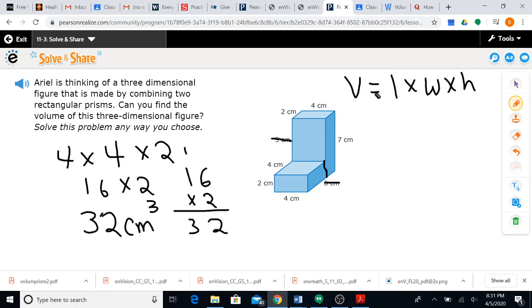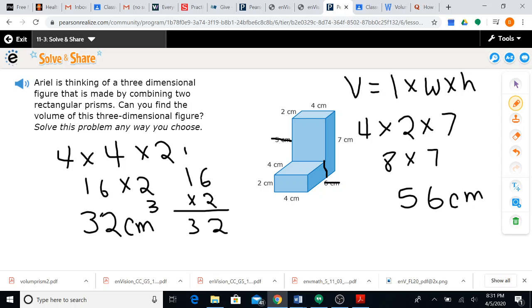So now, again, my formula for volume, length times width times height. So I have my length right here, 4 centimeters times 2 centimeters, which is my width, times 7 centimeters, which is my height. And now I'm ready to go ahead and work this out. So I have 4 times 2, which is 8. And I have 8 times 7, which is 56. So this is 56 centimeters cubed. Now I have the volume for each separate prism.